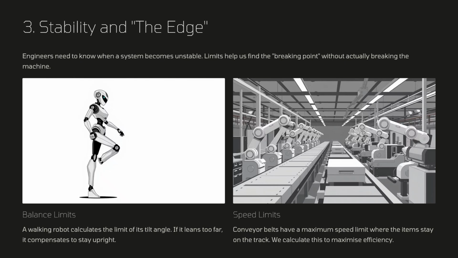On the left side, you can see there is a walking robot. The robot will check its tilt angle limit. If it leans too much, it corrects itself to stay balanced. On the right side, there is a conveyor belt. It has a maximum speed limit. If speed is too high, items or objects can fall. So limits help us to keep the system safe and efficient.